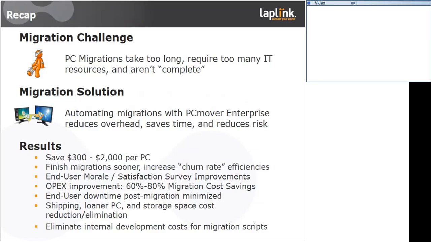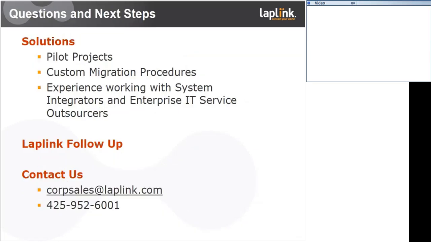So to recap, PC migrations take too long, require too many IT resources, and they aren't complete. We believe that automating the migrations with PCMover Enterprise will reduce your overhead dramatically and save you between $300 and $2,000 per PC. Plus, you can finish your projects much faster with higher end-user morale. I think that is a clear message that we can send.